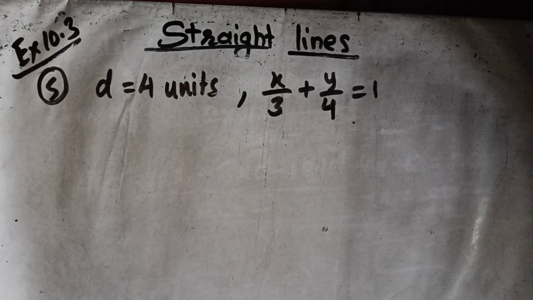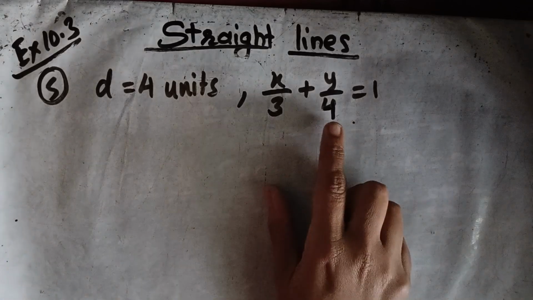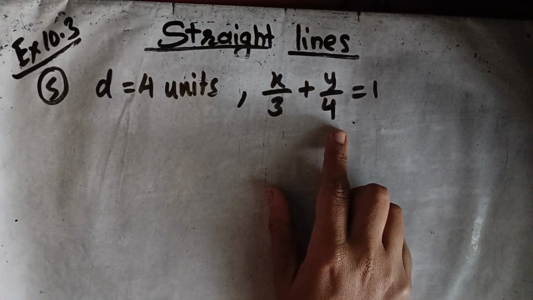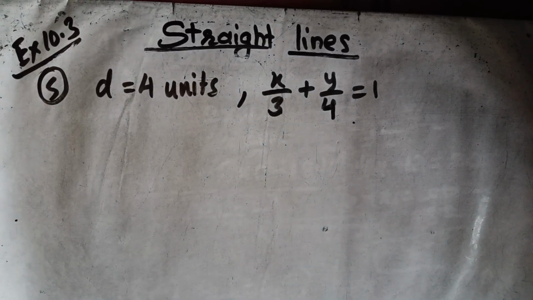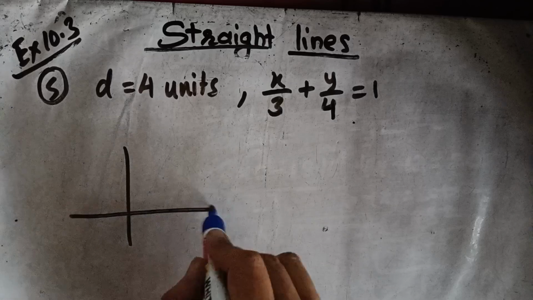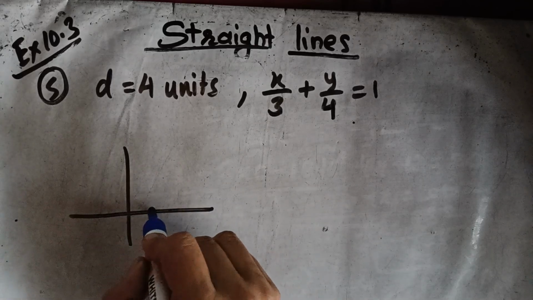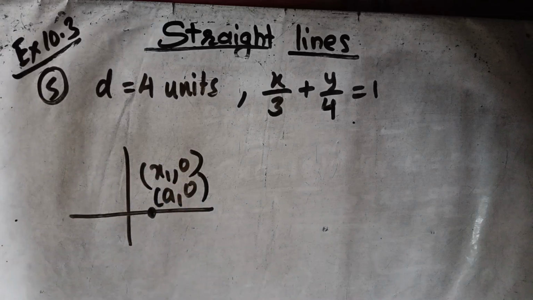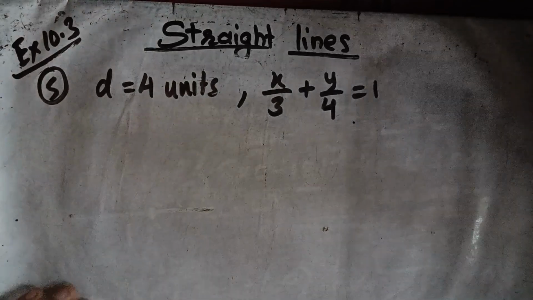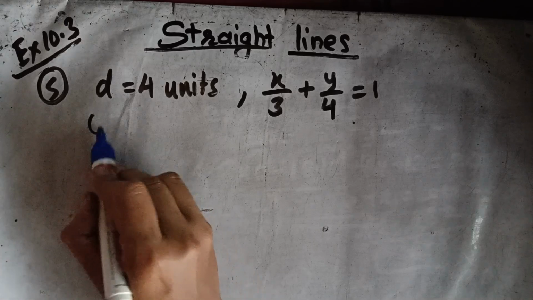Next question. Distance is 4 units and a line is given. You have to find the points on the x-axis whose distance from the line is given. Okay, and the points are on the x-axis. X-axis means the points are in the form of a comma 0, that is x1 is there but y1 is 0. Okay, so we have to find x1 comma 0.